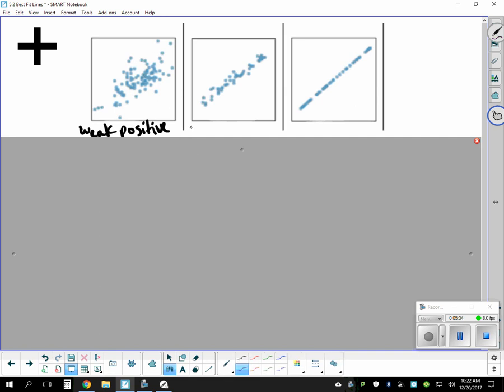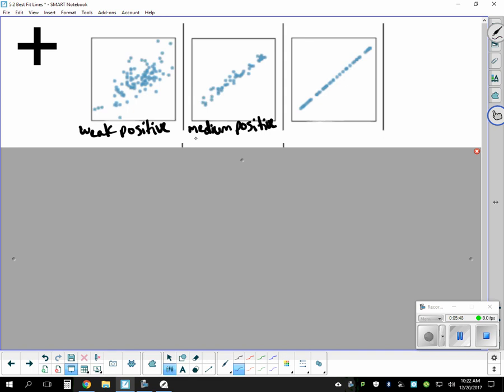The middle one, we have a medium positive correlation, or a moderate. You could also use the word moderate.